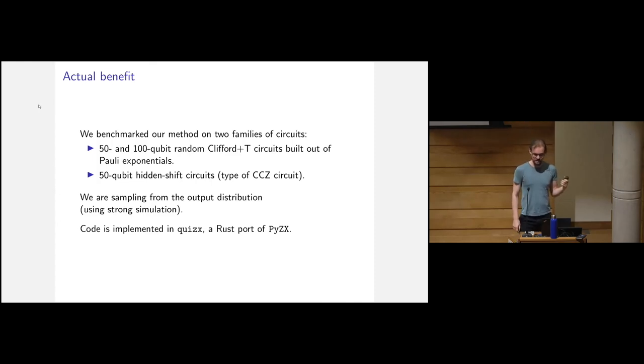Then we also have 50 qubit hidden shift circuits. Hidden shift circuits are a particular type of Toffoli or CCZ circuit, and you can decompose the CCZ gate into T gates. We used the 7 T gate decomposition, not the 4 T gate decomposition, because that turned out to work better. We sample from the output distribution using strong simulation, reducing weak simulation to strong simulation. We implemented all the code in QuSIX, an open source Rust port of PSIX. You can find it on GitHub, if you can struggle through the lack of documentation, but it is there.